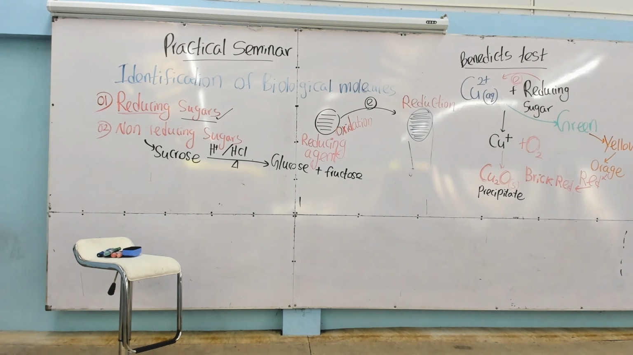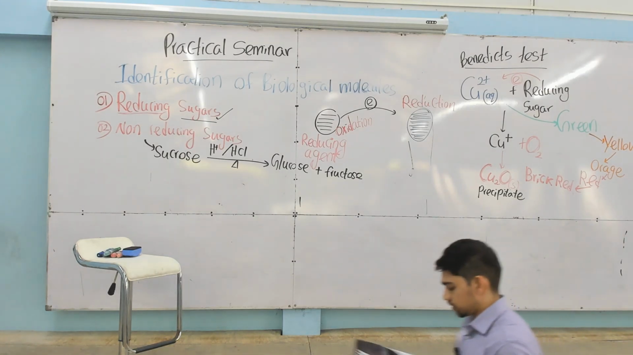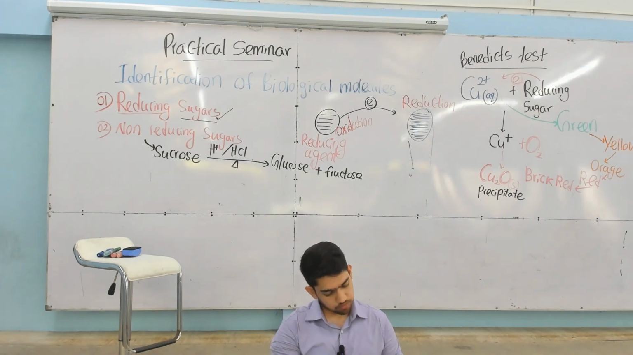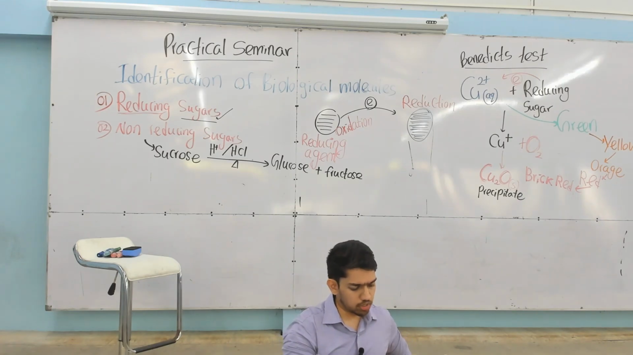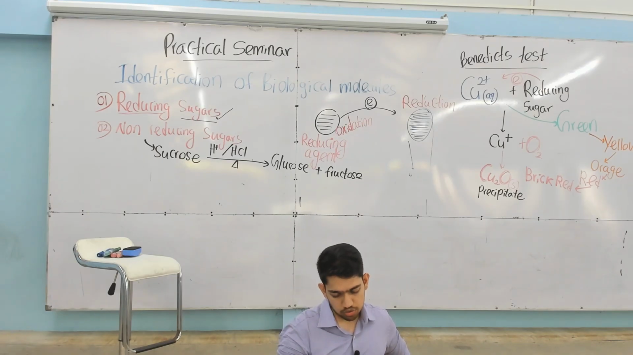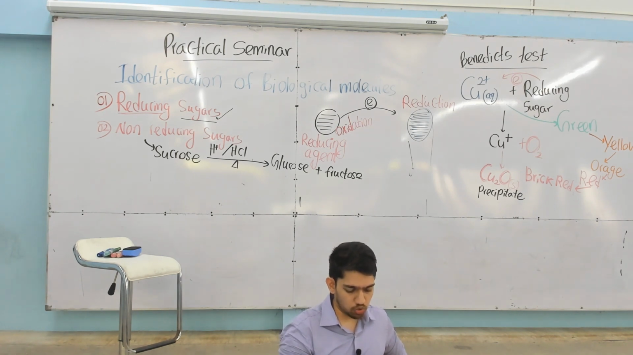Then the procedure of Benedict's test is like this. Let's read what the procedure of Benedict's test is. Benedict's solution is a mixture of copper sulfate and sodium hydroxide. Copper sulfate is how you get the aqueous copper 2 plus. Reducing sugars reduce soluble blue copper sulfate containing copper 2 plus into insoluble brick red copper oxide containing copper plus. Highlight that: blue copper 2 plus to insoluble brick red copper oxide with copper plus. Underline the blue and red colors.